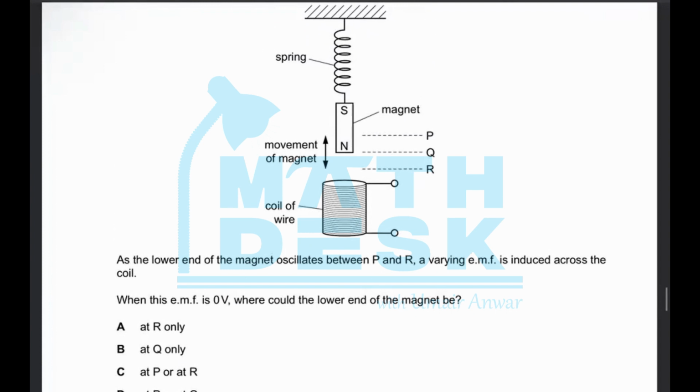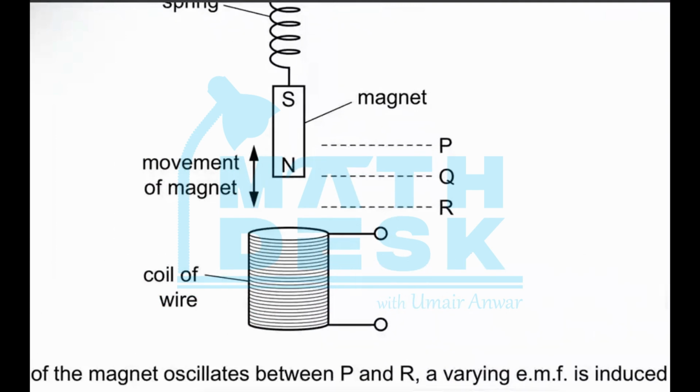So the magnet starts moving from this position Q, goes to R. And this is the maximum where it can go. So it stops for a moment at R, and then it starts moving back and moves till P. It again stops for a moment at P, and then reverses its direction and moves downwards. So in this whole to and fro movement, it stops for a moment at R and at P.